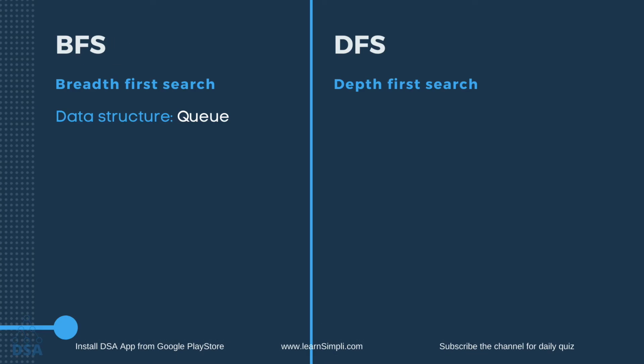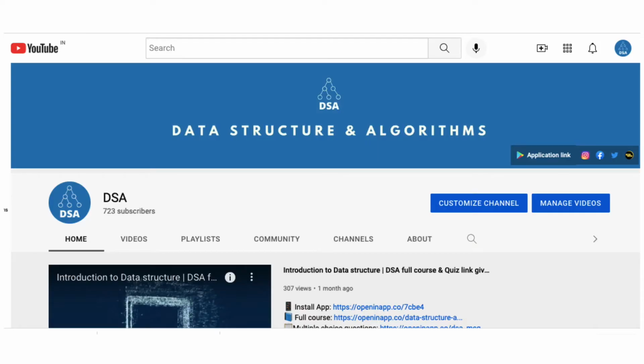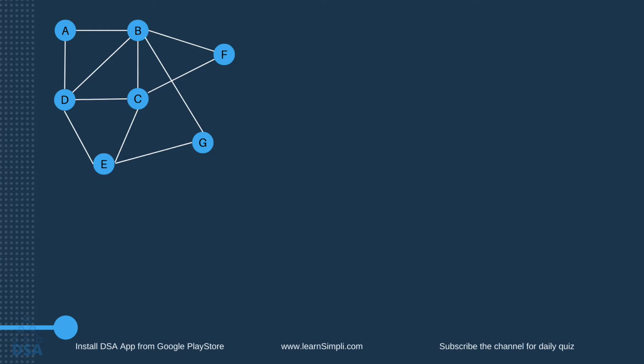In the BFS method, we use the queue data structure, and in the DFS, we use the stack data structure. Queue works on the FIFO principle, that is first in, first out, and stack works on LIFO, that is last in, first out. Videos related to queue and stack are posted on our channel, and the link for the DSA course playlist is given below in the description. We can watch anytime. So let's see the DFS traversal method.